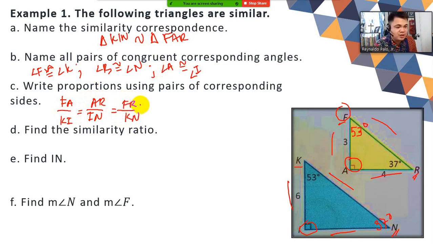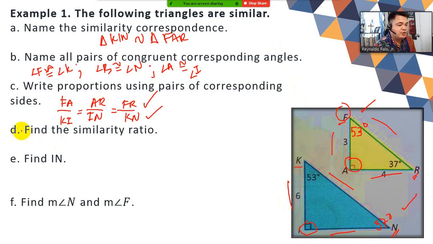You have to take note that all the numerators are coming from the smaller triangle, while the denominators are coming from the blue triangle, or the bigger triangle. Okay, take note of that. Find the similarity ratio. You can solve for the similarity ratio with the use of the measurements of two corresponding sides. In this case, we are going to use FA and KI because they are the ones with measurements.